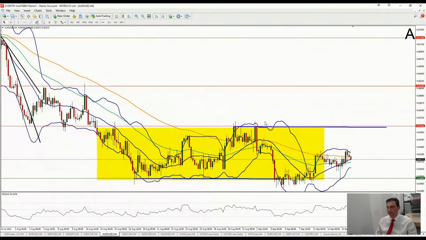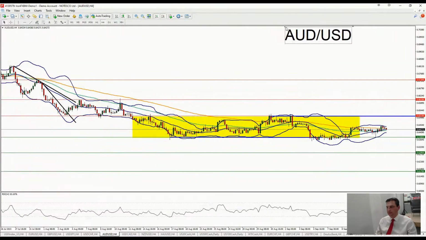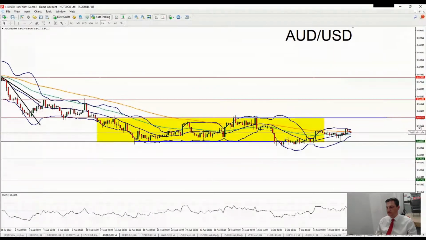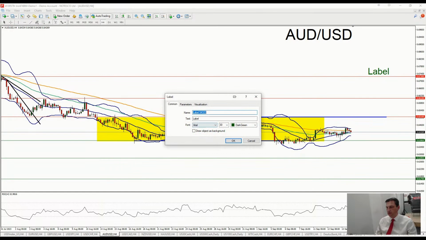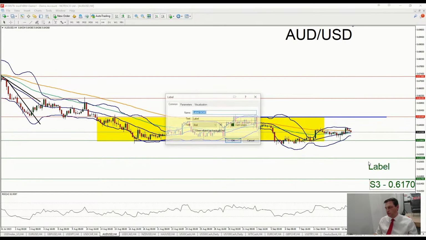Let's zoom out a little bit here. That's better. And let's readjust the chart. Bring the label forward. Let's place the labels now on the resistance and support lines, starting with the S3 at 0.6170. Let's place now also the S2 at 0.6285.